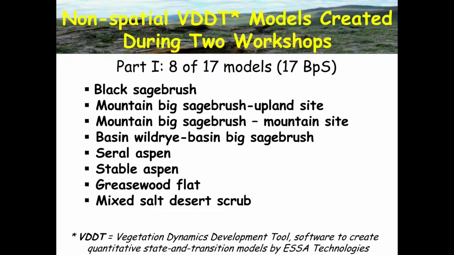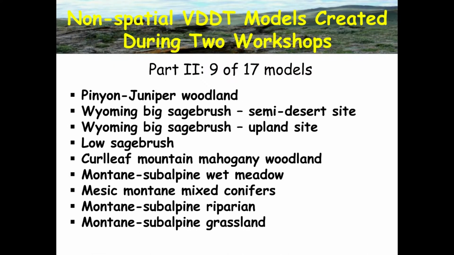So we created 17 state and transition models. These are quantitative models with parameters and everything, built with the partners. And it's your usual culprits for the Great Basin: black sagebrush. We split the mountain sagebrush into upland and mountainside. Basin wildrye, sterile aspen, stable aspen, greasewood, salt desert shrub, pinyon juniper. We split the Wyoming sagebrush into semi-desert and upland sites, low sagebrush, curleaf mountain mahogany, wet meadows, mixed conifers, riparian, and some of these rare alpine and subalpine grassland systems that are tiny in this landscape, so they're hard to detect.